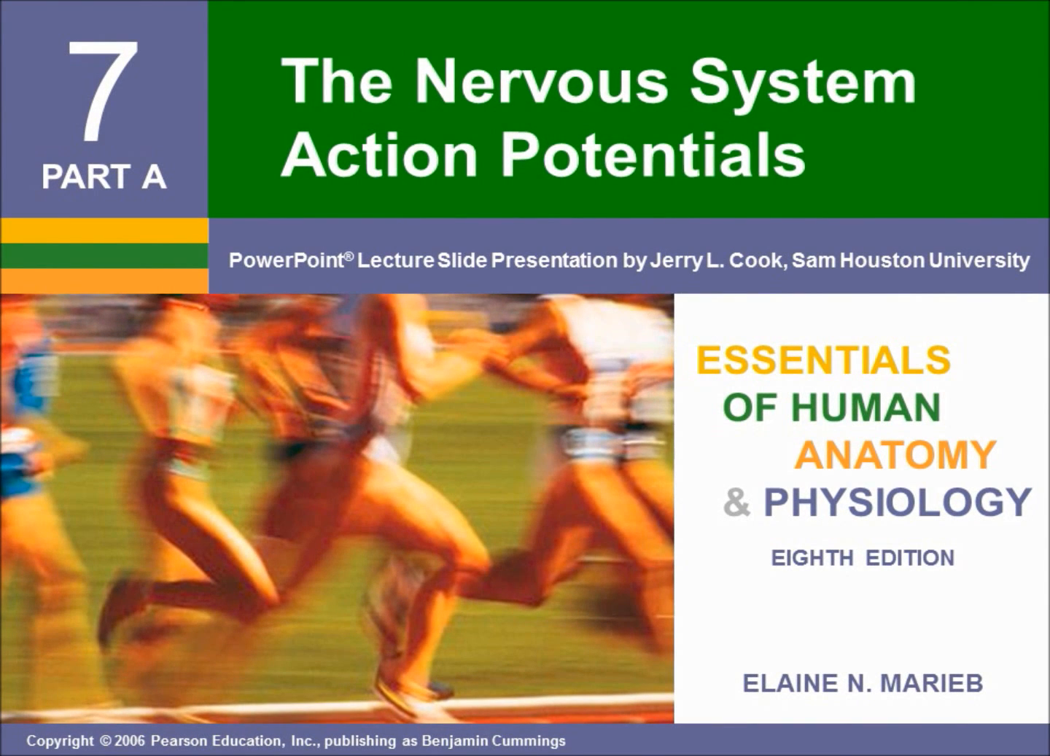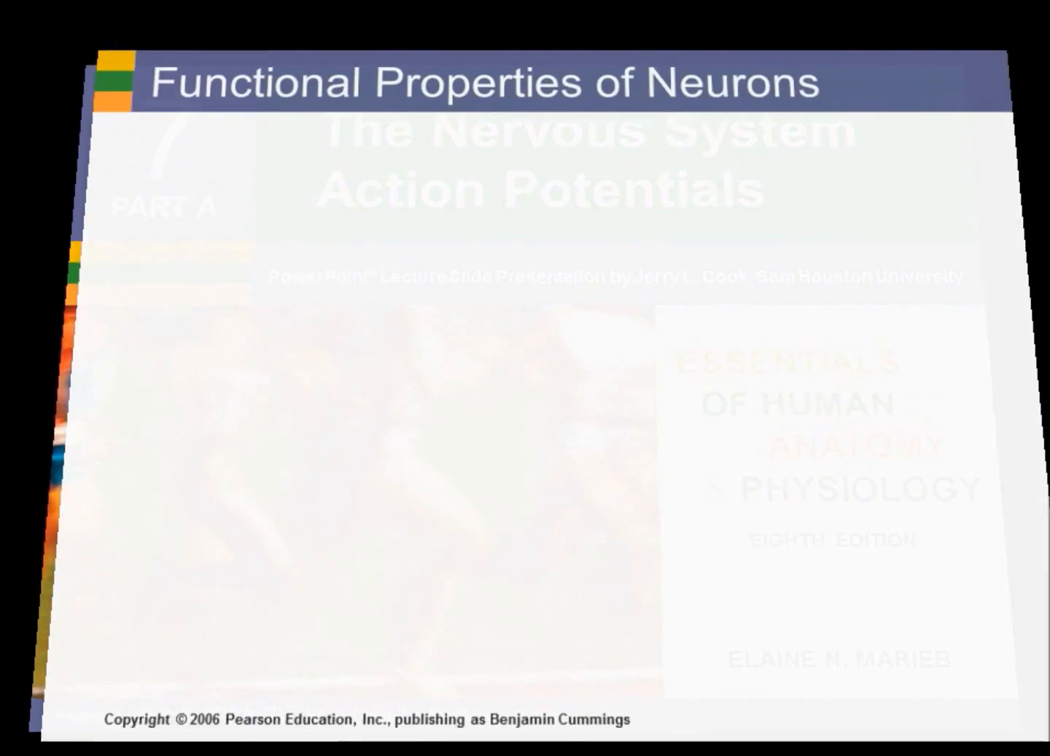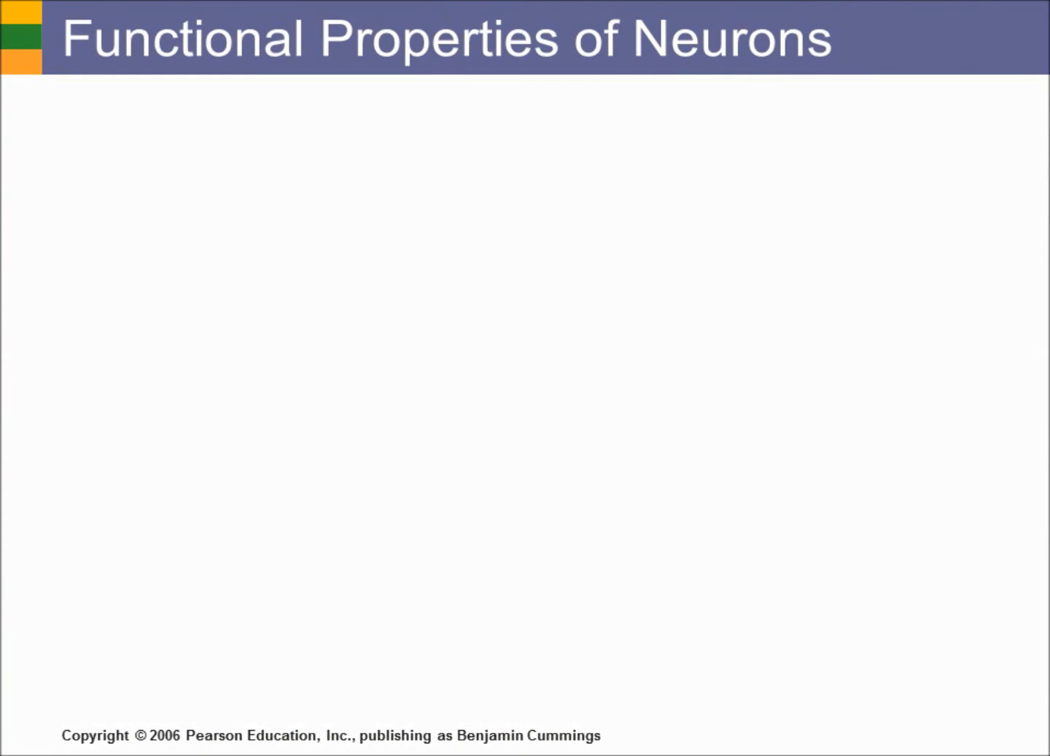This little presentation is going to be dealing with how a nerve generates an action potential, which is basically a nerve impulse. And to begin with, we're going to look at a couple of important terms and characteristics of nervous tissue. Okay, neurons have several properties.